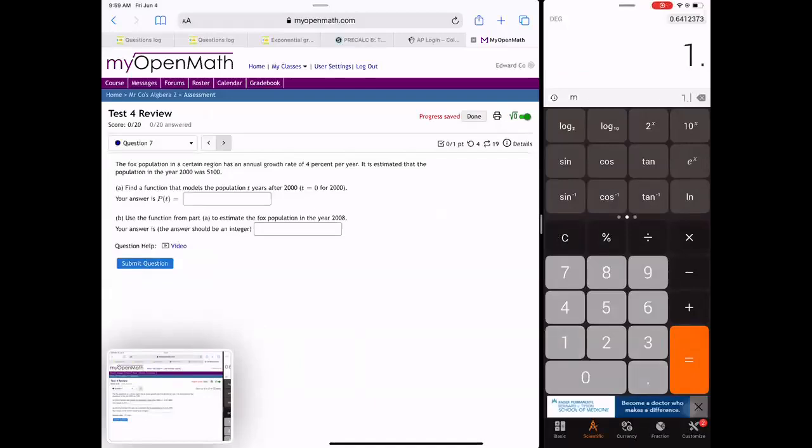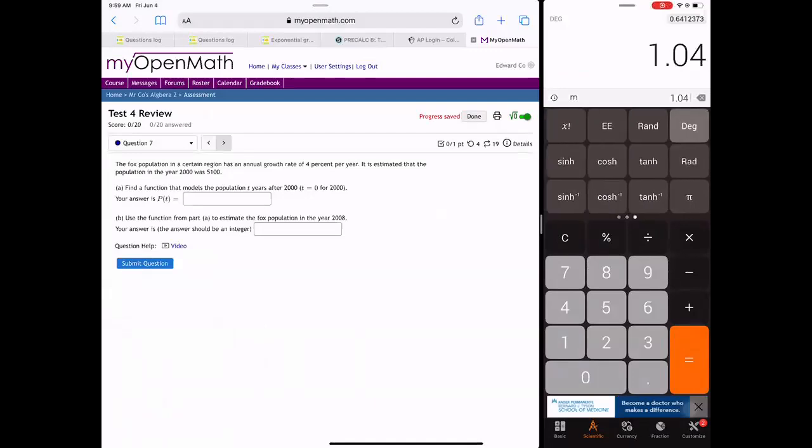Okay. 1.04 to the xy power, or what's our exponent? We said the exponent is going to be 8. xy 8, that's the number of years, and multiply this by my original population, 5,100. We end up with a fox population of 6,979, rounding up 6,980.